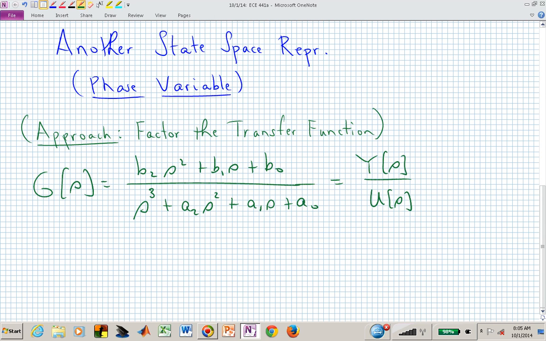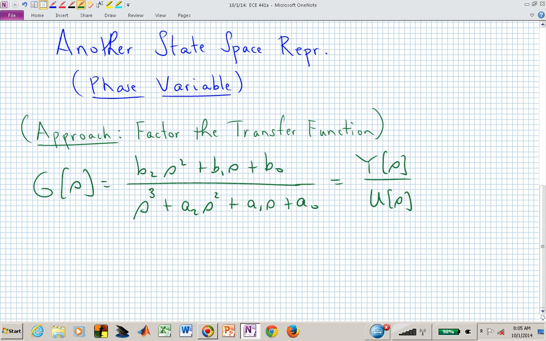And what kind of a transfer function does this represent? Did we give it a particular name last time? It's strictly proper, isn't it? Its numerator degree is strictly less than the denominator degree, and this is now in the form that makes it convenient to immediately go into a block diagram representation or a state space representation.